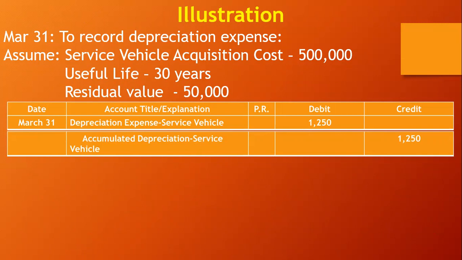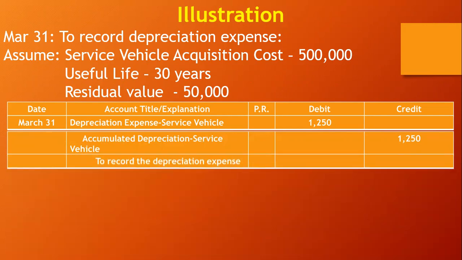So, hindi natin siya i-credit sa service vehicle. Magkakaroon tayo ng additional account in the asset section, which is accumulated depreciation. So accumulated depreciation is the asset account, but this time, ang normal balance niya ay credit. Kaya ito'y tinuturing na contra asset account. Okay, and then the explanation to record the depreciation expense.